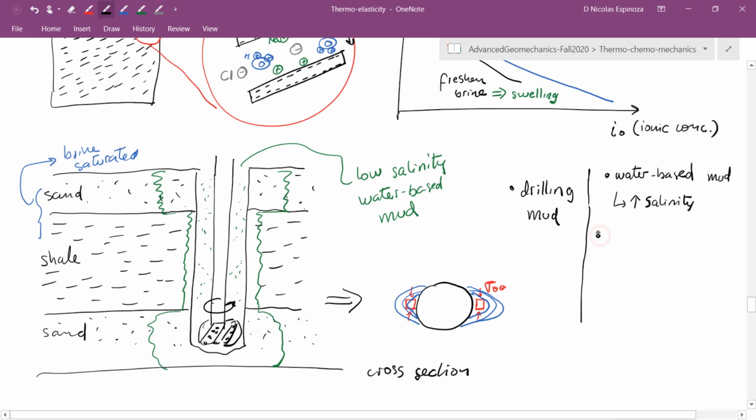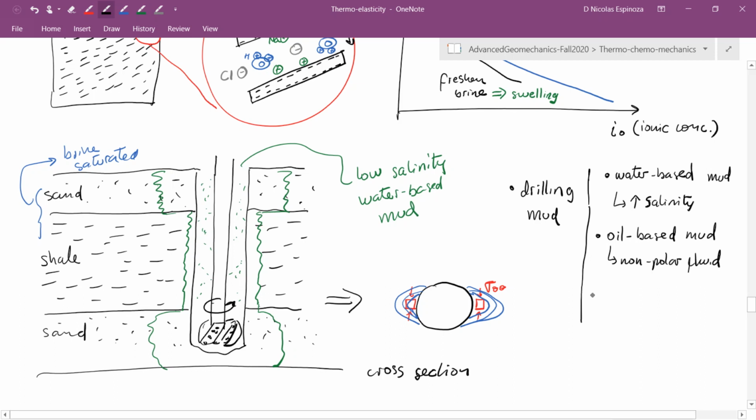The other solution is just to use something else than water. And that's what you do when you use an oil-based mud. In this case, what you do is just replace the water by oil, and oil is a non-polar fluid, and it doesn't hydrate the salts, it doesn't break the salts, and it doesn't create ions, and it doesn't create the phenomenon that we see in this case with brine.